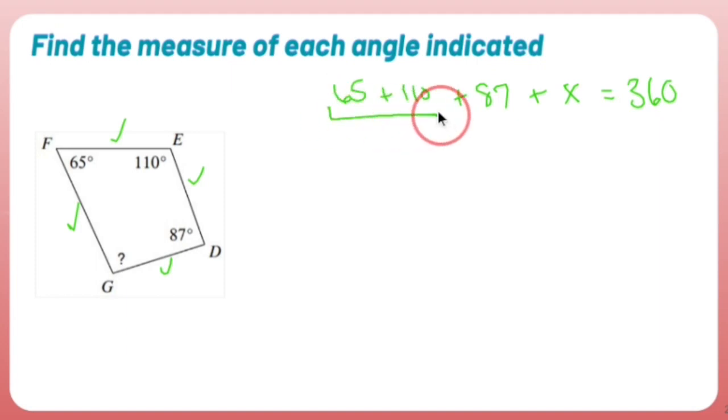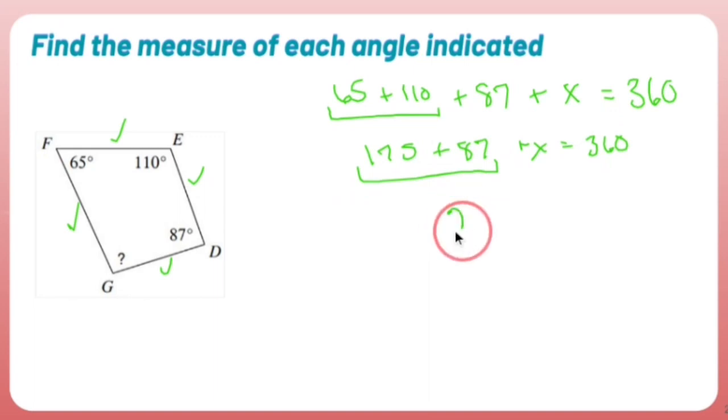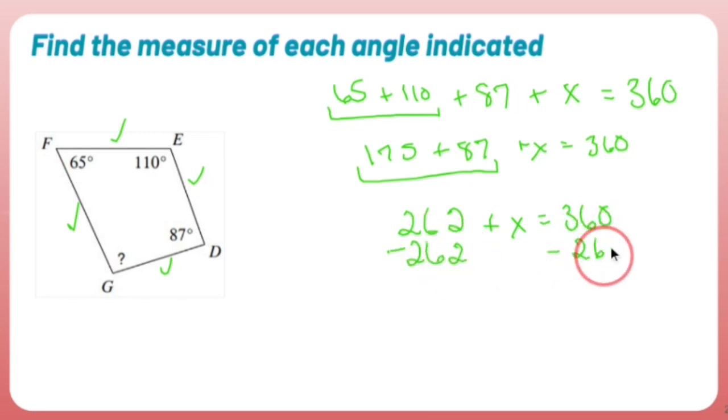Let's combine like terms one at a time. 175 plus 87 plus X equals 360. 175 plus 87, 262. Did I do that right? That looks good to me. Plus X equals 360. In order to get X all by itself, let's subtract 262 from both sides. X equals 98, but we will say 98 degrees.